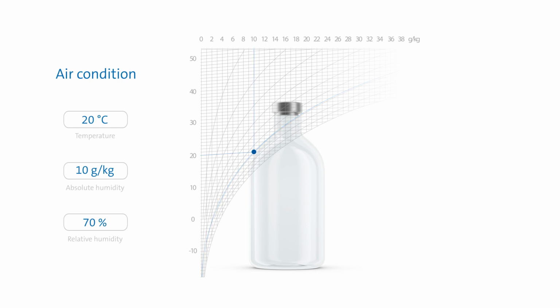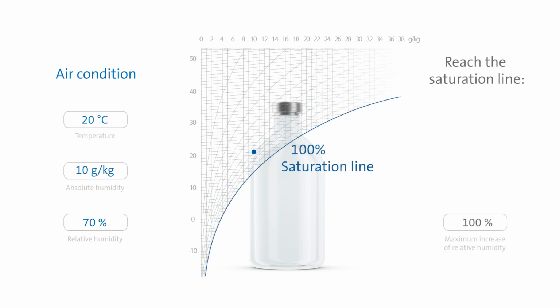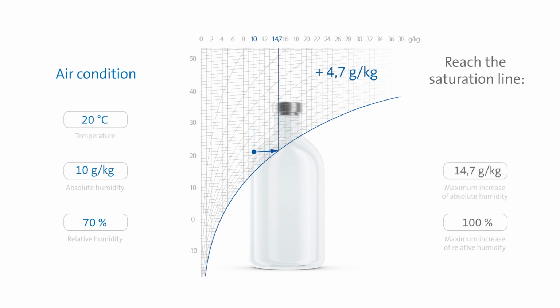For a start, we know that the air is already very humid and can only absorb 30% more humidity. We also know that the air will reach the dew point line if absolute humidity increases by 4.7 grams of water per kilogram of air. And we know that the air in this state will also reach the dew point line if it cools down by at least 6 degrees Celsius.